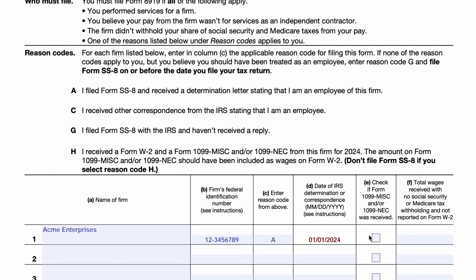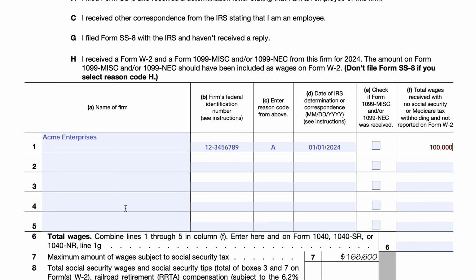So you can check here if you received a 1099, and then you'll report the total wages that you received with no Medicare or Social Security tax withheld or not reported on a W-2. So let's just say that he didn't receive a 1099, but he received $100,000 of wages, and it looks like none of that was withheld. So if you had multiple firms, you would total all of these amounts. We're simply going to enter that here. And then that would also be on line 1G of your IRS Form 1040.